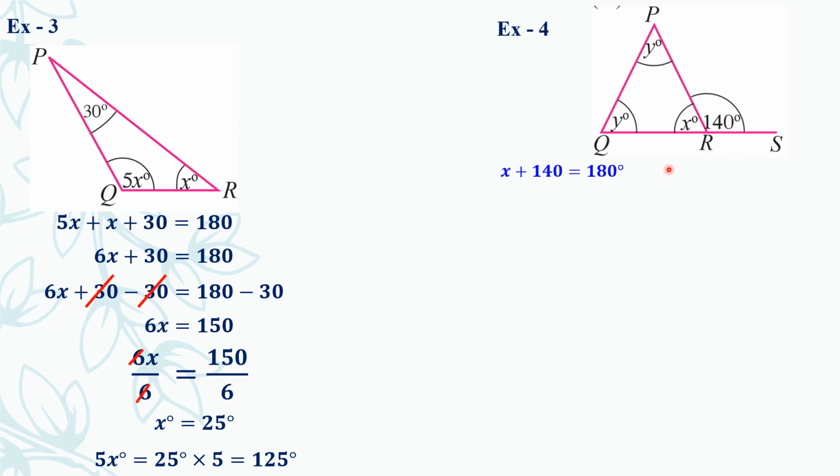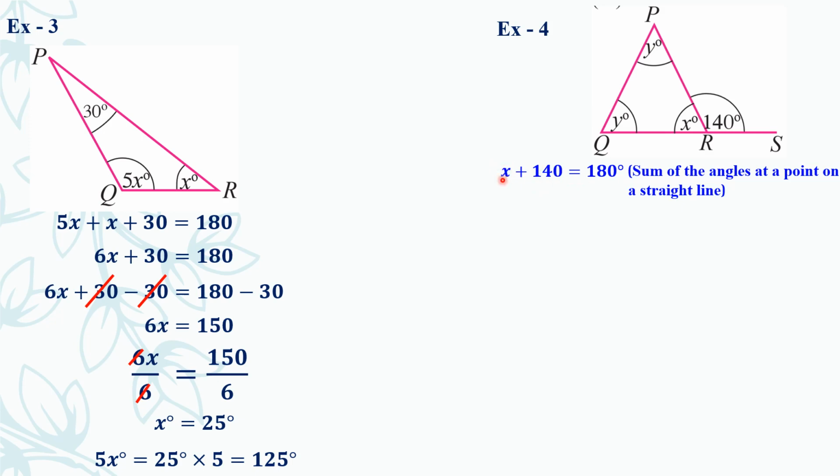Then we can write x plus 140 is equal to 180. And it is better if you can write the reasons for this relationship. The reason for this one is the sum of the angles at a point on a straight line is equal to 180. And you can simplify this one. This one is a simple equation, very simple one.